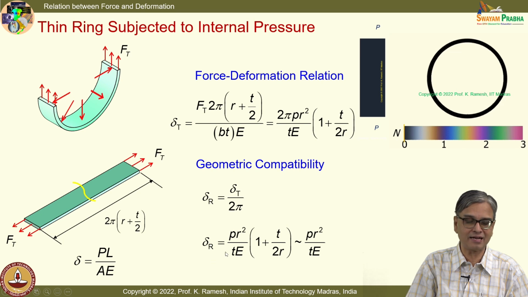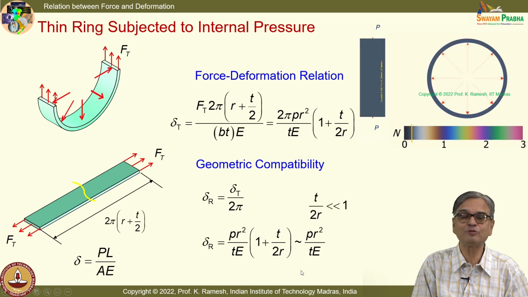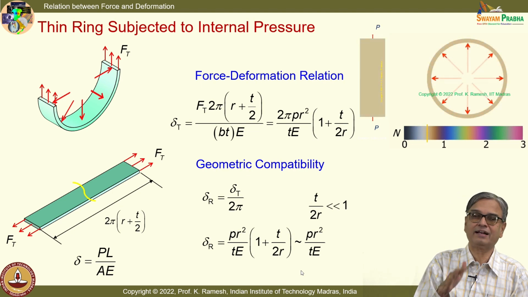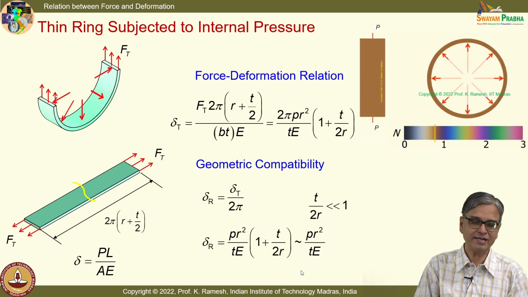So, I get this expression: delta R equal to P r squared by T E multiplied by 1 plus t by 2R. R is very high, thickness is very small. I can put this as P r squared by T E. Again a very, very famous expression. We say t by 2R is very, very small, so I can neglect that.